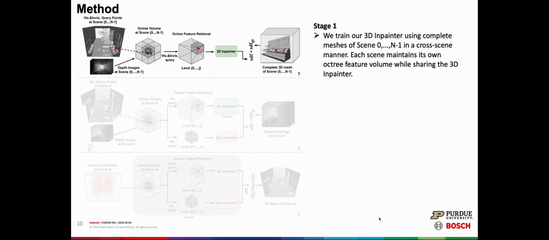At the first stage, we use 3D complete scene meshes from multiple scenes to train a generalizable 3D Implanter. We first convert point clouds unprojected from given depth maps of each scene into octree volumes. We train our 3D Implanter in a cross-scene manner, using points and their ground truth signed distances sampled from complete 3D meshes of n training scenes.